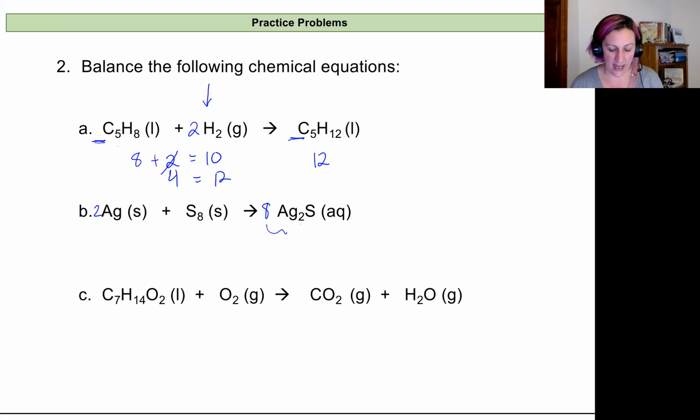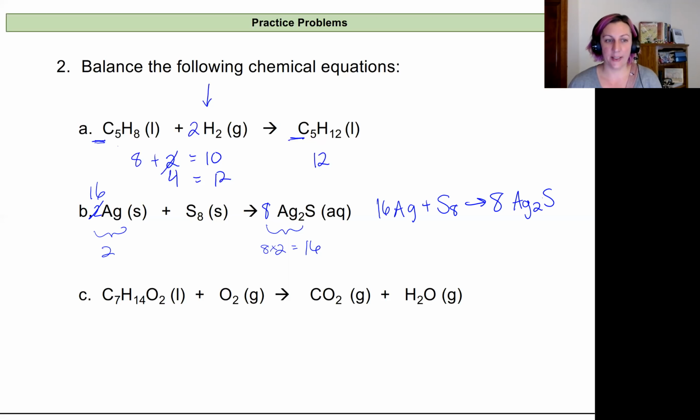I now have 8 times 2 on my product side for 16 silver atoms, and I only have 2 on my reactant side. So I really need to change that coefficient in front of the silver. I need a total of 16, so I'm going to change it from a 2 to a 16. And then I would have a balanced equation that was 16 silver plus elemental sulfur forms 8 silver sulfides.